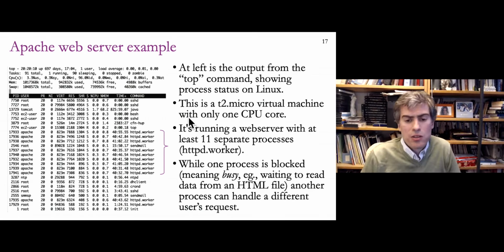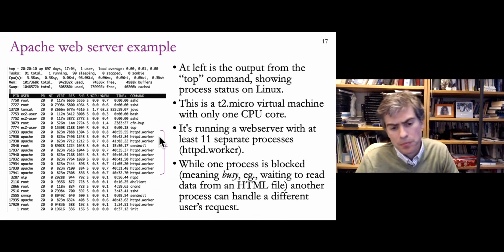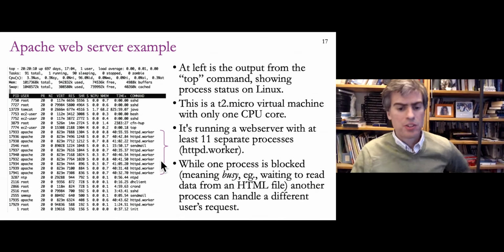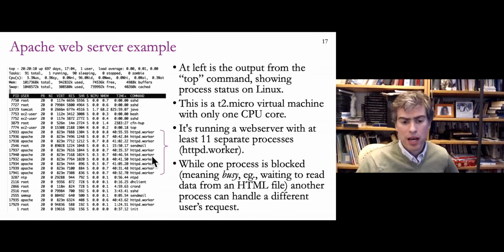On this virtual machine, there's a web server running. The particular web server is called Apache, and the process shows up as httpd.worker. So this web server program is running actually 11 separate times on this machine, even though there's only 1 CPU core. The reason for that is because it wants to be able to handle requests in parallel.